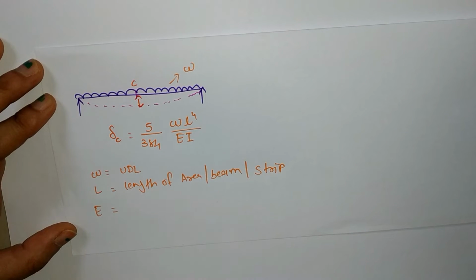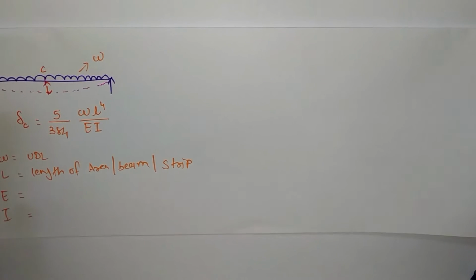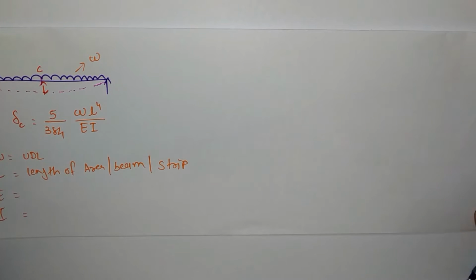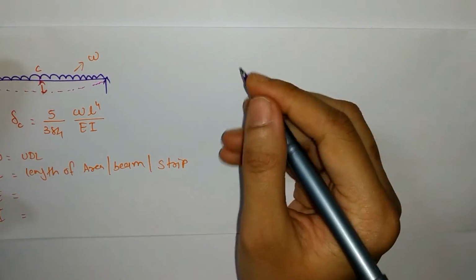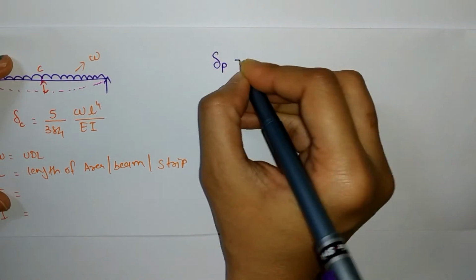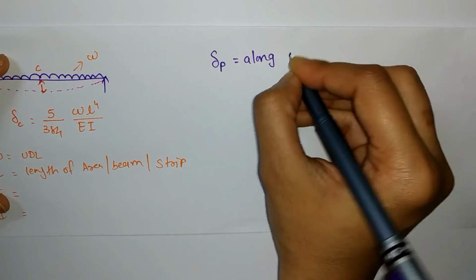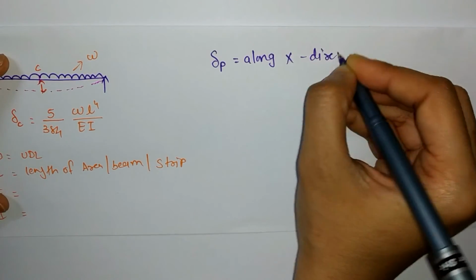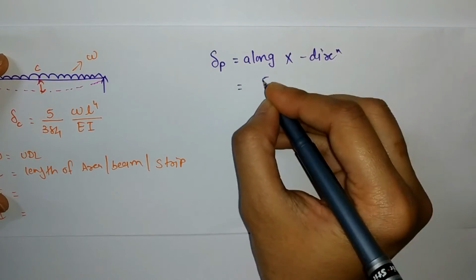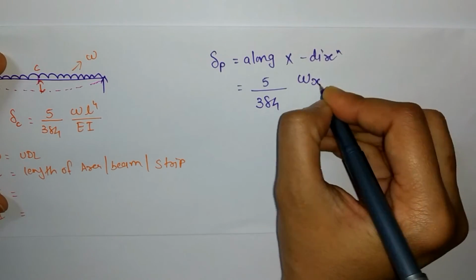E as in modulus of elasticity and I as in moment of inertia. Similarly, we have two strips along Lx direction and one along Ly direction. So what will be the deflection at center along X direction? It will be 5 upon 384 Wx.